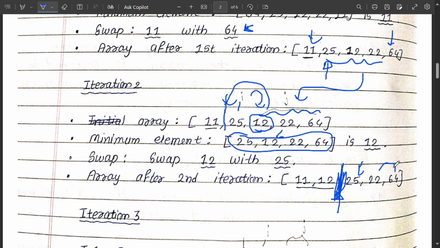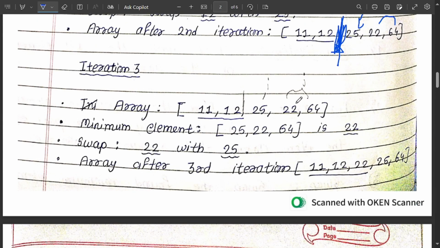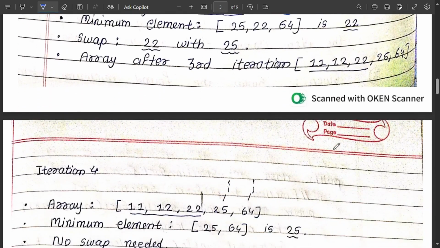I is going to be 25 and j is going to be 22 and 64. It is going to check for the smallest number. Now here you can see the same thing just happened, and we found that 22 is the smallest. Now 22 is going to be swapped with 25. So after that it is going to look like this: 11, 12, 22, 25 and 64.